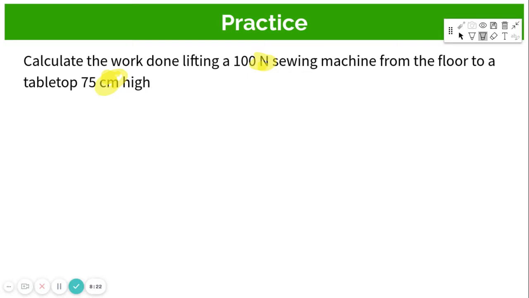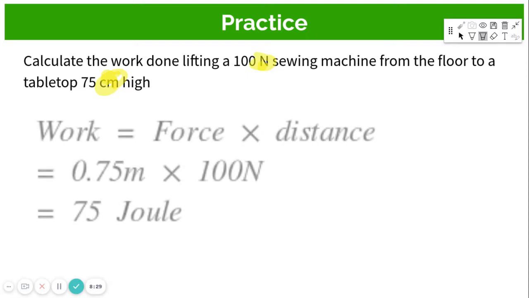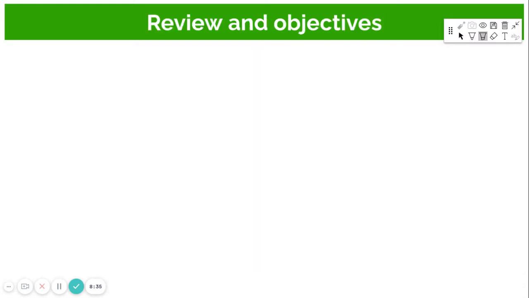All right, if it's in centimeters and you want to convert it to meters, you divide by 100. All right, and the answer is coming up in 3, 2, 1. Work equals force times distance. So force is 100 newtons, distance is 0.75, so it's 75 joules.